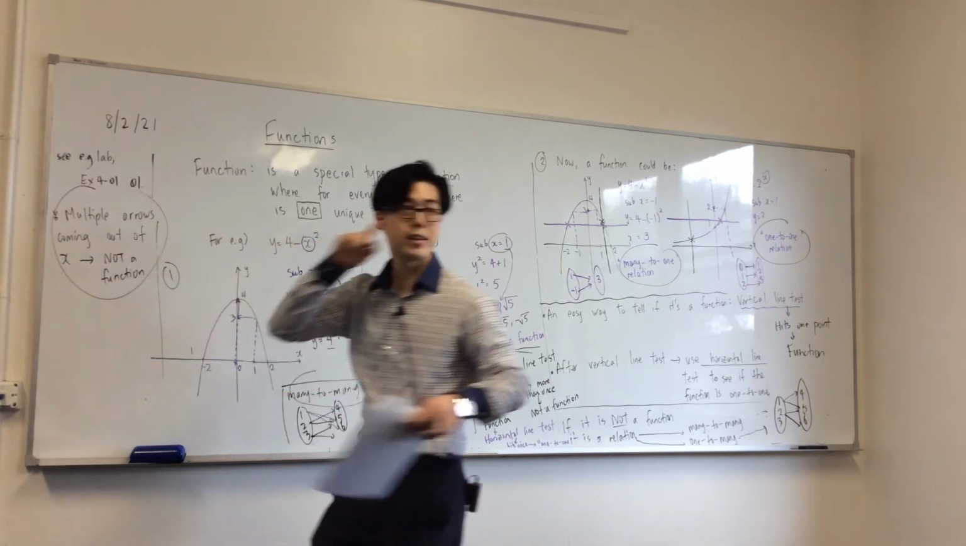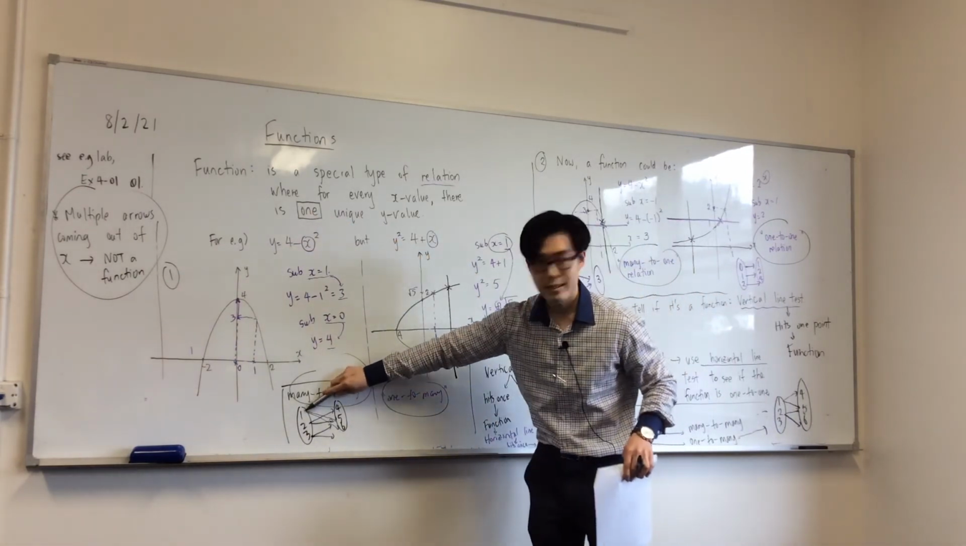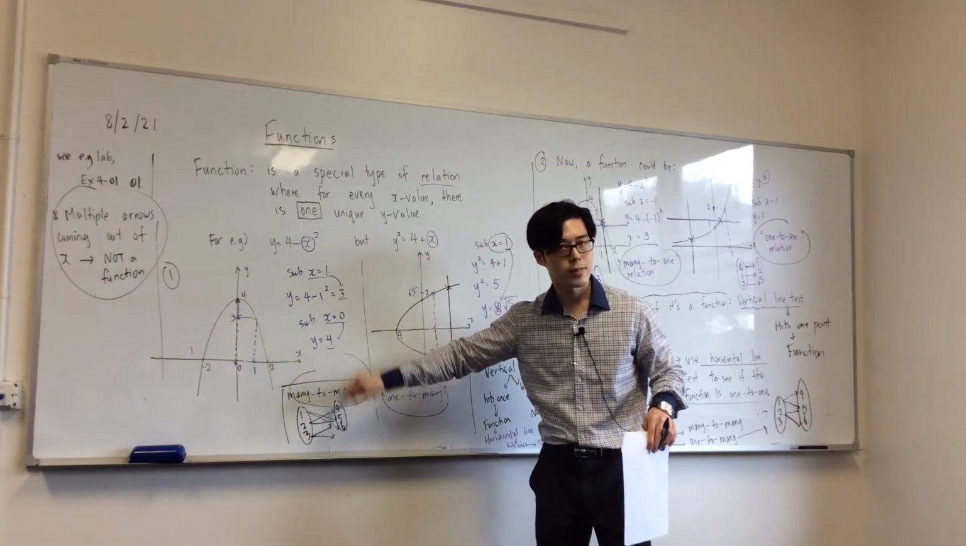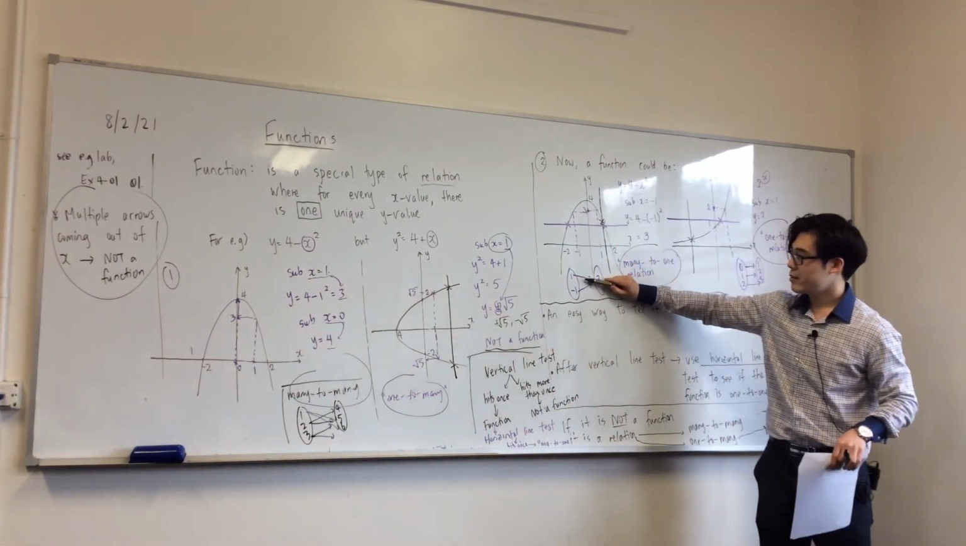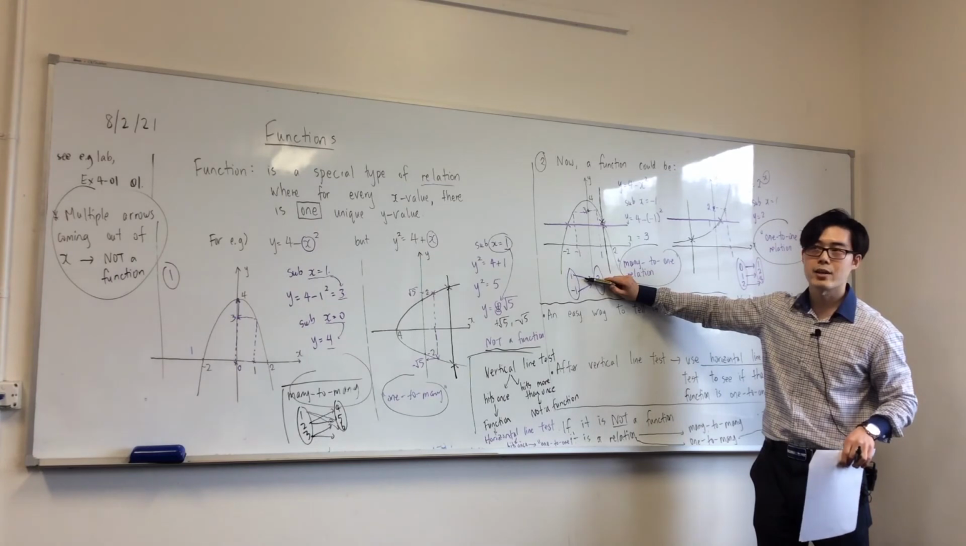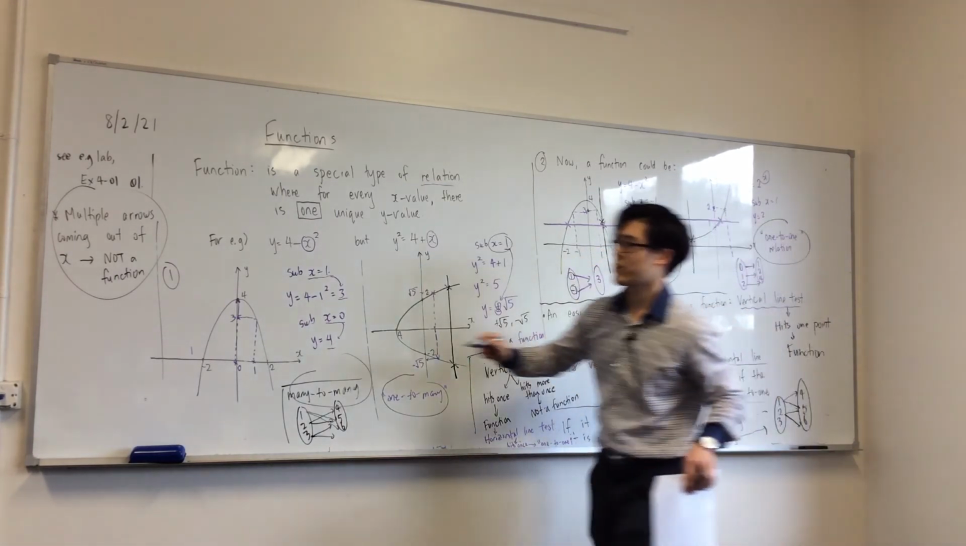Girls, this is the only note that I really need to give you for this. If you have multiple arrows coming out of x, so this is your first x column, it's not a function. When I say multiple arrows coming out of x, it means multiple arrows coming out of each and every x value.